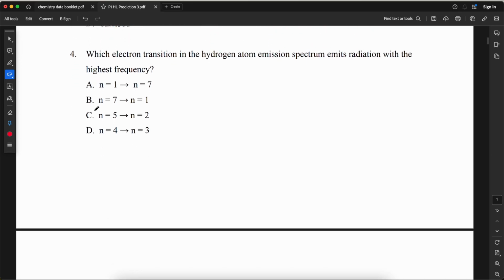Which electron transition in the hydrogen atom emission spectrum emits radiation with the highest frequency? Emission is electrons decaying to a lower energy level. So A will not be the case because this would be absorption. But the question here asks for emitted radiation with the highest frequency. The highest frequency corresponds to higher energy transitions, and the discrete energy levels in the hydrogen spectrum converge at higher energies. So higher energies will be 7. So it is emission. Therefore, the answer is B.